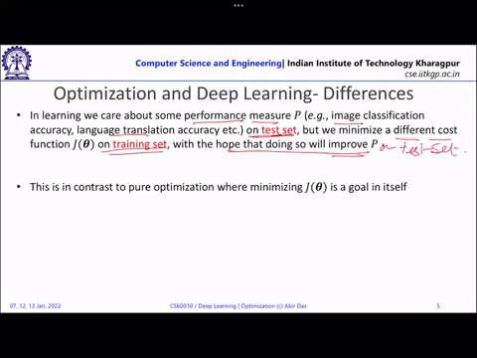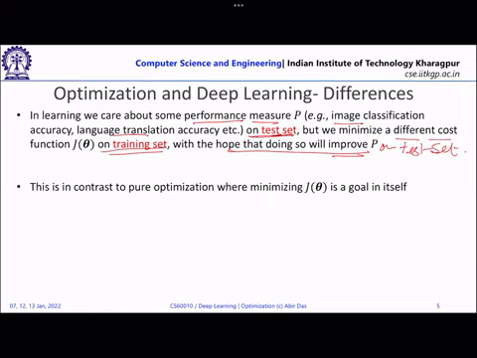So why can we not minimize the cost function on the test set? Because we don't have all the information for the test set. For measurement we have, but we are not allowed to use it, because that is the goal of the machine learning problem, and that is where it differs from optimization, right?